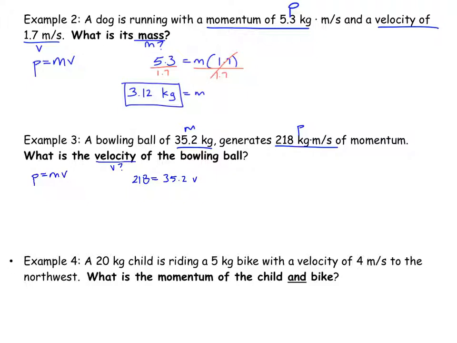So, like we did up above, if I'm trying to solve for v, but it's being multiplied by a number, then I have to do the opposite operation. That's to divide by that number. And whatever I do to one side, I must do to the other. So when I do that, my 35.2's cancel out. And that allows me to have v isolated. And in my calculator, 218 divided by 35.2 gives you a velocity of 6.19 meters per second.